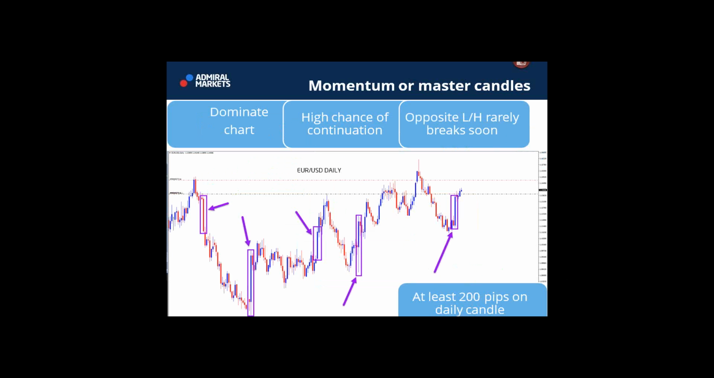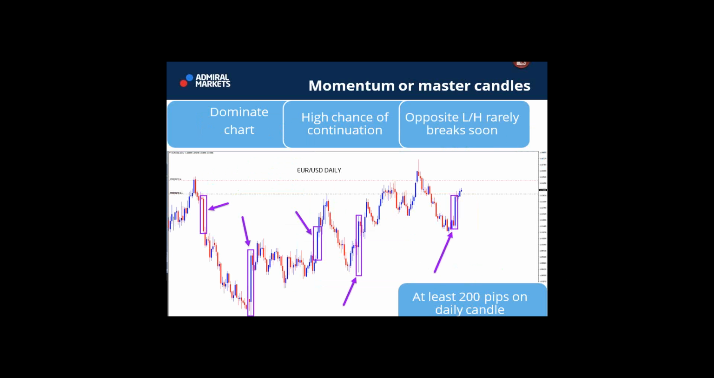Pound yen, a lot more volatility, so 200 pips might be very normal. It probably is for pound yen, but for euro dollar, 200 pips at least, right? For such a master candle. And we see 4 upside candles. We see 1 downside candle. What can we see from these candles?